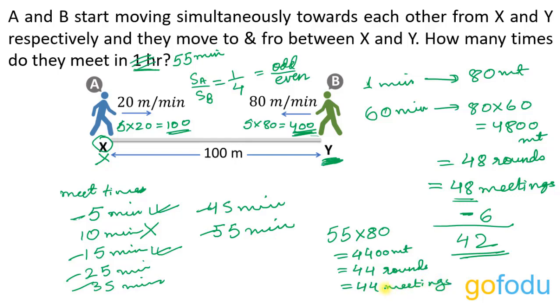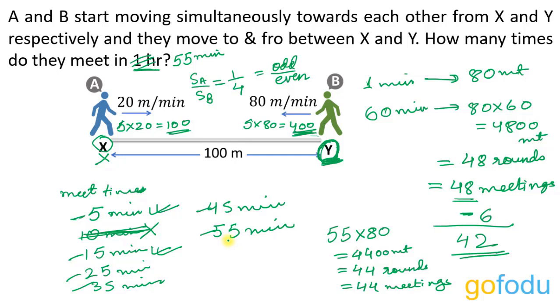But we will have to subtract the number of meetings happening at this common end point Y. So these are the meetings that we need to skip. The first meeting happening at 5 minutes, we will skip this, this, this and this. But the last meeting happening at 55 minutes, we will not be skipping.